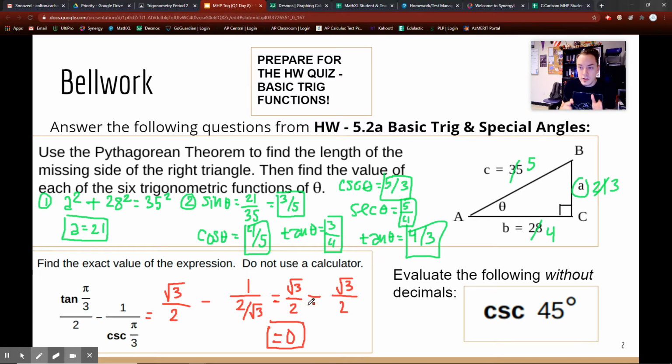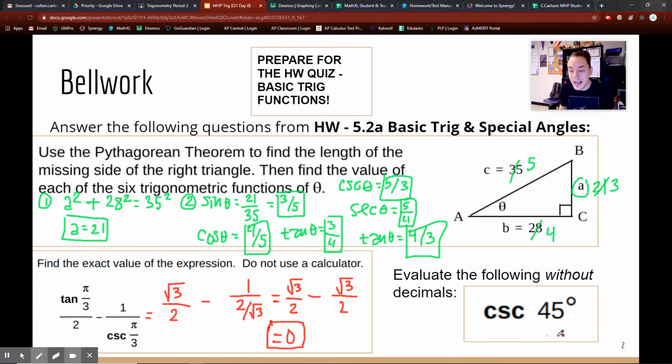It's just short, to the point, boom. Okay, so I just wanted to show you that because I'm sure some of you were thinking that. But I don't know if that one's going to be on the homework quiz at all. It may be on the honors, but it is actually very simple when you use the non-rationalized version. Let's use cosecant of 45. Try to do it without decimals. That means without a calculator, and that means the exact value.